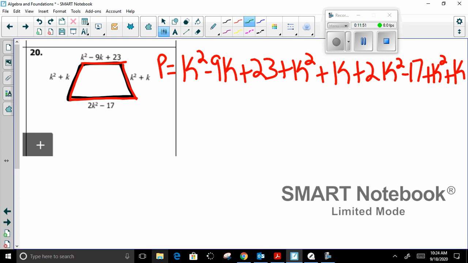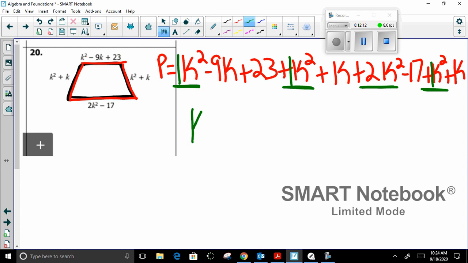Now let's check to see like terms. I got a k squared first. Remember, the coefficient in front of it is 1. Put it there so you don't forget. Where else do I have a k squared? I have one right here. There's a coefficient of 1 in front of it. Where else? Right here I have a 2k squared, and right here I have a 1k squared.